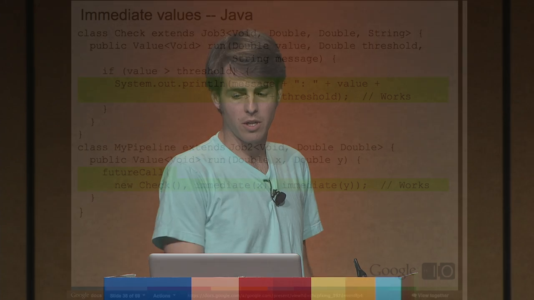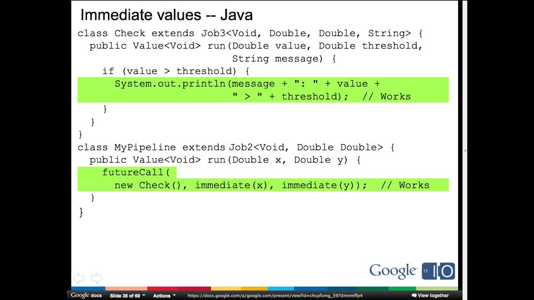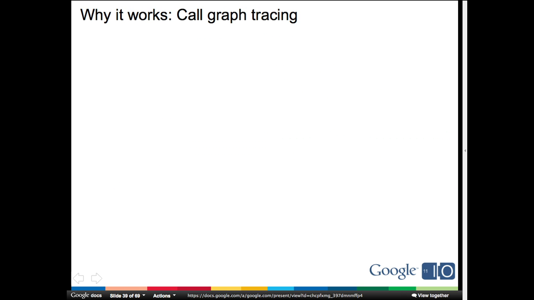Java immediates work exactly the same way. The only difference is that you have to wrap them in this immediate little function wrapper or method wrapper. We'll probably make that shorter, like I or M, sometime. But that's all it takes. So let's talk about why this works.